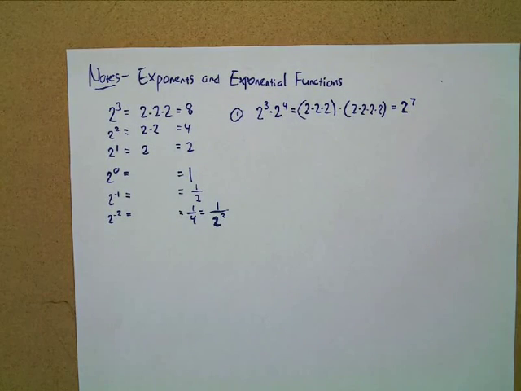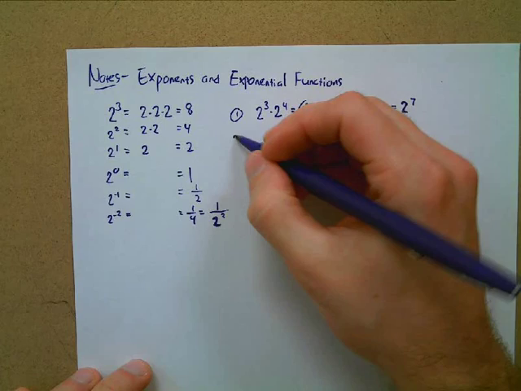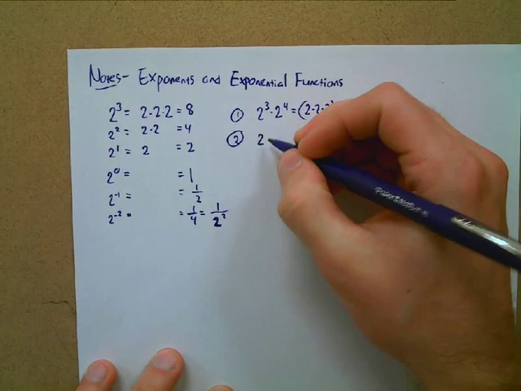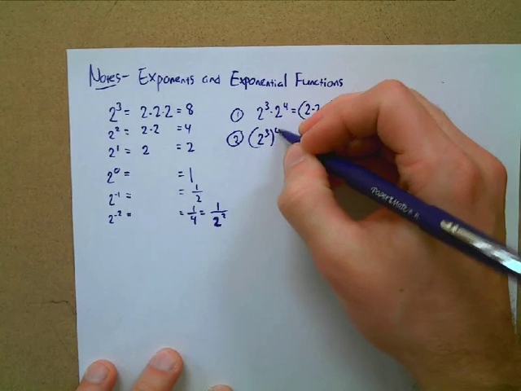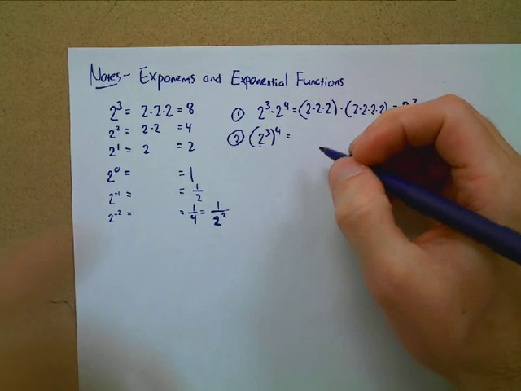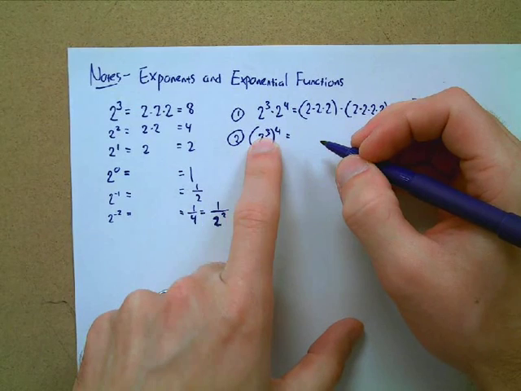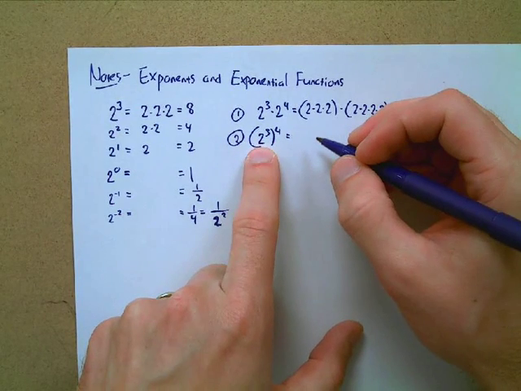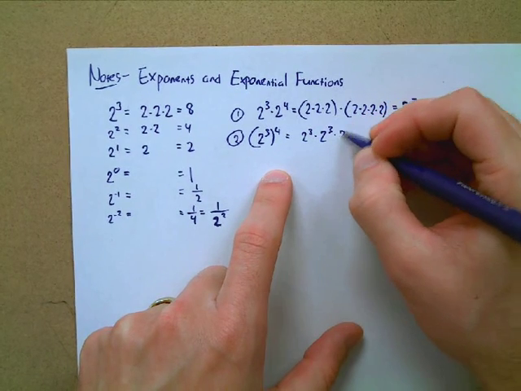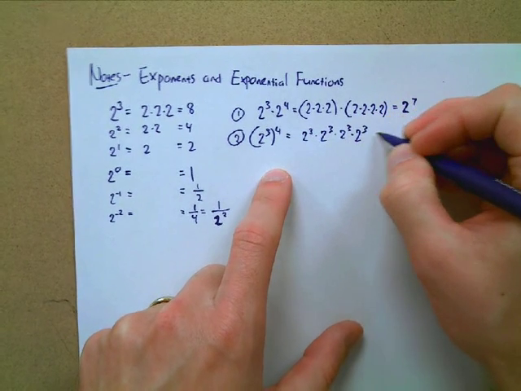Similarly, if we have 2 cubed to the 4th, how do we simplify that? Well, we kind of already talked about it. Most of you already know. But again, if we use the definition, 2 to the 3rd to the 4th means 2 to the 3rd times itself 4 times. So you can say 2 to the 3rd times 2 to the 3rd times 2 to the 3rd times 2 to the 3rd. 2 to the 3rd 4 times.